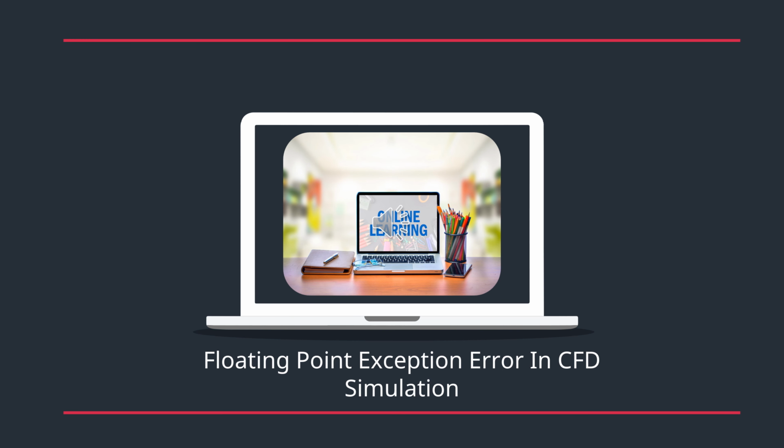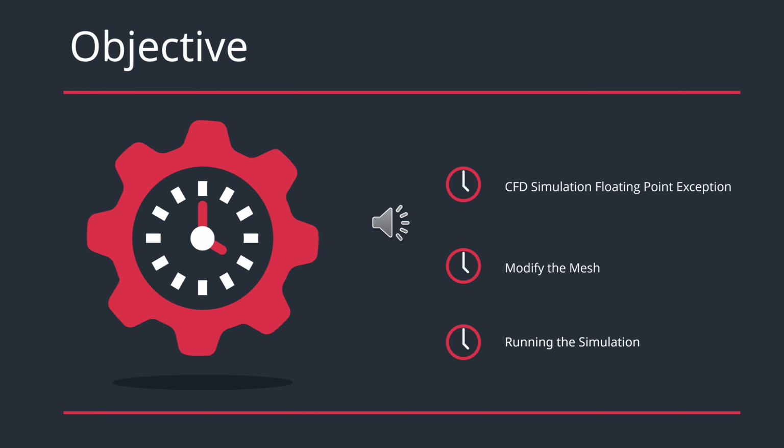So today we are going to see the floating point exception error, when it occurs in CFD simulation, what to be done. First of all, whatever the error has come, we'll visualize that. Second, we'll try to modify the mesh size. What will be the best mesh size for the given simulation, that we will do. And we'll try to run the simulation, whether we get the same error or not, and we'll check it out.